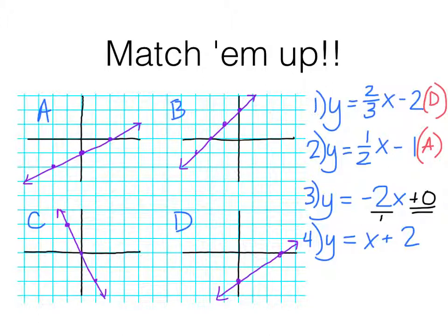Yep, that's clearly it. Of course, we know at this point by process of elimination that number 4 is probably B, but let's make sure. It starts off with a y-intercept of 2. Yup. What's the slope? Well, I don't see a slope. But what slope is in front of that x? It's a 1. That means up 1, right 1. Up 1, right 1, up 1, right 1. Yep, got it. That's got to be B.